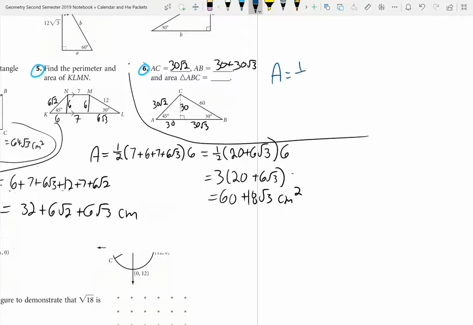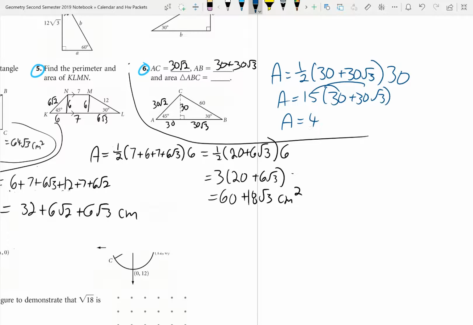The area for this here, the area, do a little different color here. Your area is 1/2 base times height. So your area, 1/2 times 30 will be 15. So the 15 is going to go into both of those terms. And then it will be 450 plus 450 root 3. And of course, again, you have centimeters squared. So that's your area there.